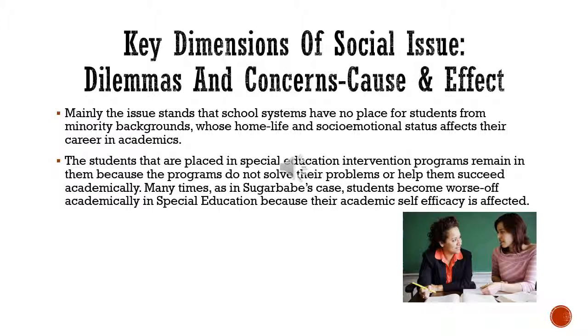So to quickly recap, mainly the issue stands that school systems have no place for students from minority backgrounds whose home life and social-emotional status affects their academic career. The students that are placed in special education intervention programs remain in them because the programs do not solve their problems to help them succeed academically. Many times, as in Sugar Babe's case, the students become worse off academically in special education programs because their academic self-efficacy is then affected.